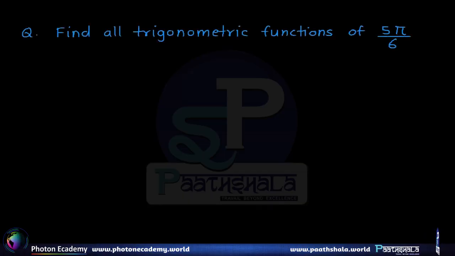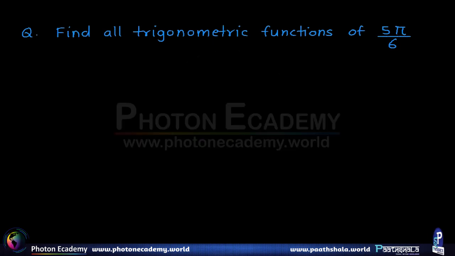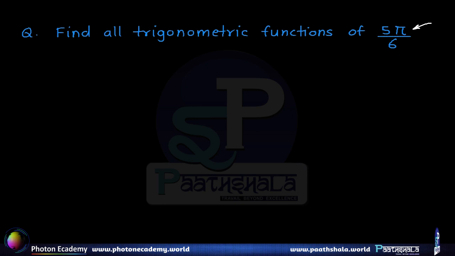Now let us solve a couple of examples based on the basic definitions of trigonometric functions. In this question we have to find all trigonometric functions of the angle 5 pi by 6. Now remember one convention: when the unit of the angle is not mentioned, it has to be taken as radians only by default, and we are seeing the pi term in the angle, so therefore it has to be considered as angle in radians only.